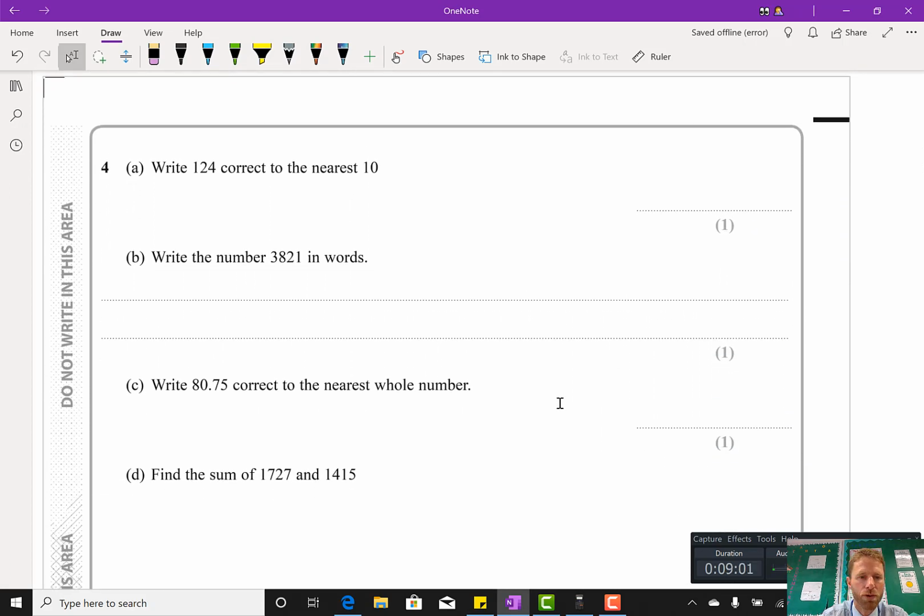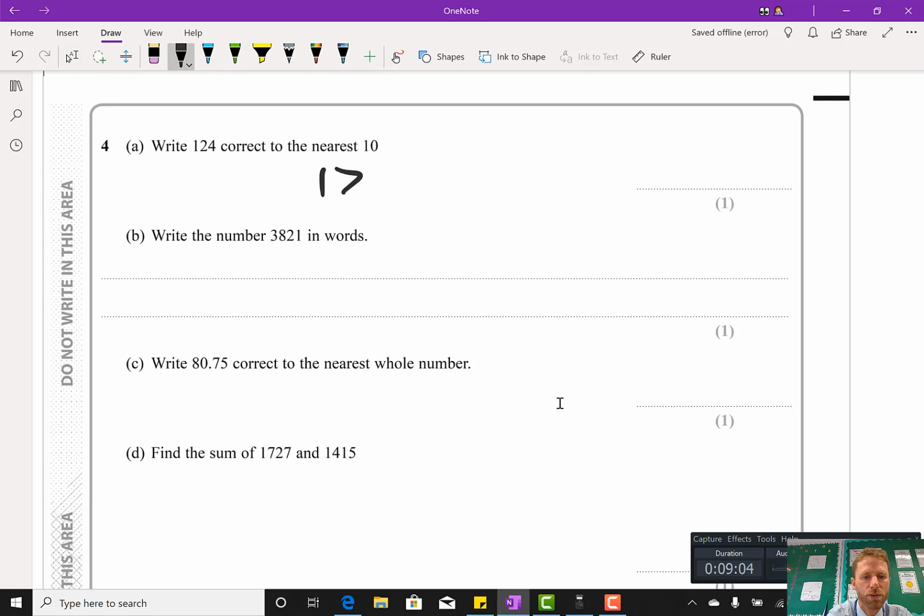Write 124 correct to the nearest 10. So 124, where is the tens column? It is here. Put my rounding line in. Rounding rules, 5 and above round up, 4 and below stay the same, so the 4 doesn't do anything to the 2. So the nearest 10 to 124 is 120.